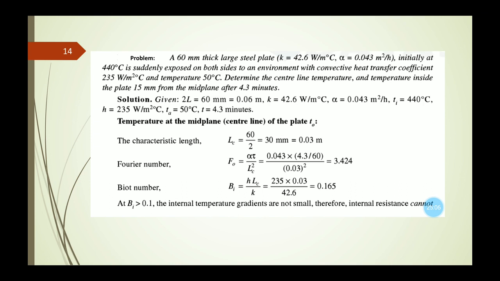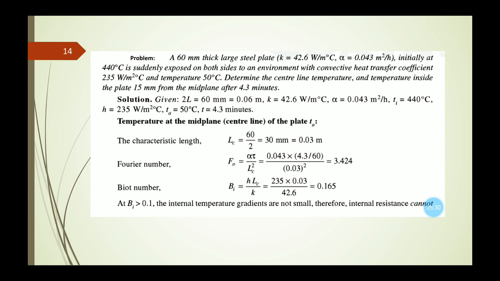So first we need to find the temperature at the mid plane or the center line of the plate, T0. First we need to find the characteristic length for this steel plate. So that is LC equals 60 by 2, so this is equal to 0.03 meter.